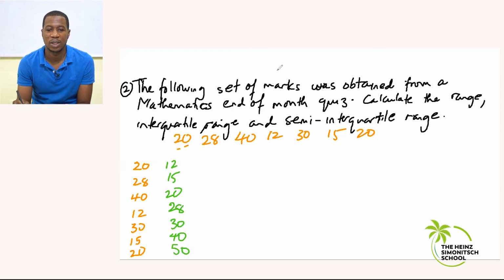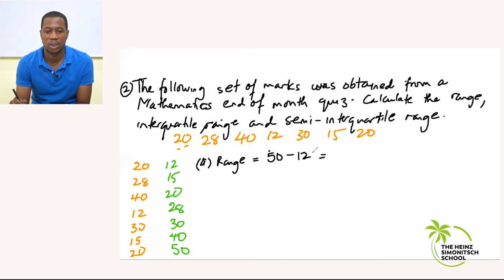And then we can find the range. The range will be the difference between the highest object or element and the lowest. And that will be 50 minus 12, which should give us 38.